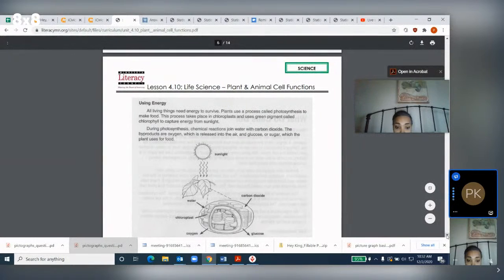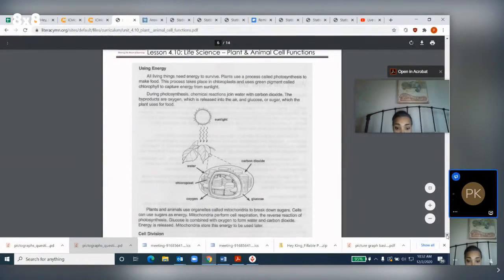Okay, so you can see here in this diagram, the sun hits the leaves, and then water and carbon dioxide go into the plant, and then the plant releases oxygen and glucose. So we've talked about this. You guys know trees and plants release oxygen.